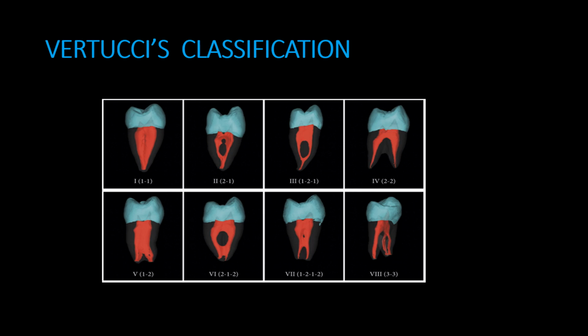Type 6 is 2-1-2: 2 canals fused as 1 in the mid-root and end as 2. Type 7 is 1-2-1-2: 1 canal becomes 2 in the coronal third of the root, becomes 1 in the mid-root, and ends as 2. Type 8 is 3-3: 3 canals end as 3 itself.